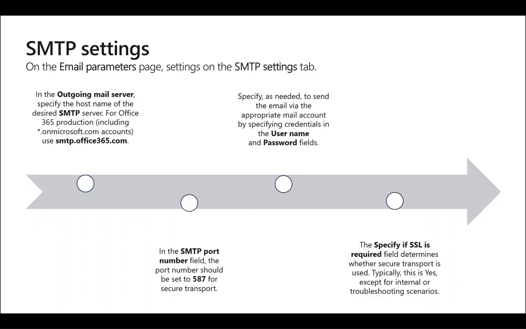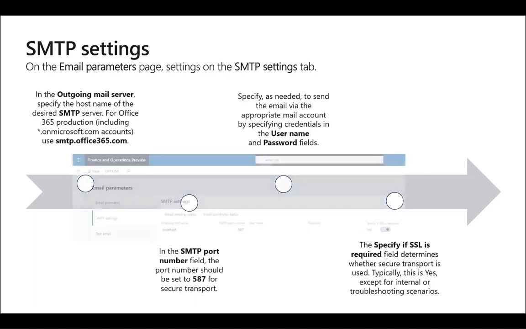We can find this setting at outlook.office.com at Settings, Mail, POP and IMAP. However, Outlook Hotmail will use smtp-mail.outlook.com if you want to use a Hotmail account or Outlook account. In the SMTP port number field, the port number should be set to 587 for secure transport.